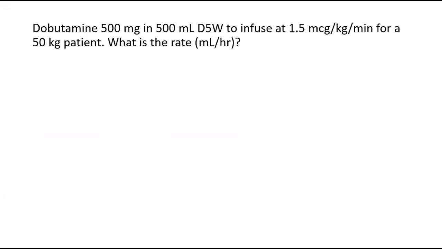Dobutamine, 500 and 500, 1.5 mics per kg per minute for a 50 kilogram patient. What is the rate? This is a different kind of question. What we want are milliliters per hour. Milliliters per hour is what we're looking for. So the patient we know is 50 kilograms. What we have is basically 1 milligram per mil. So this is what we have, this is the patient, this is what we want, and this is what we're infusing.